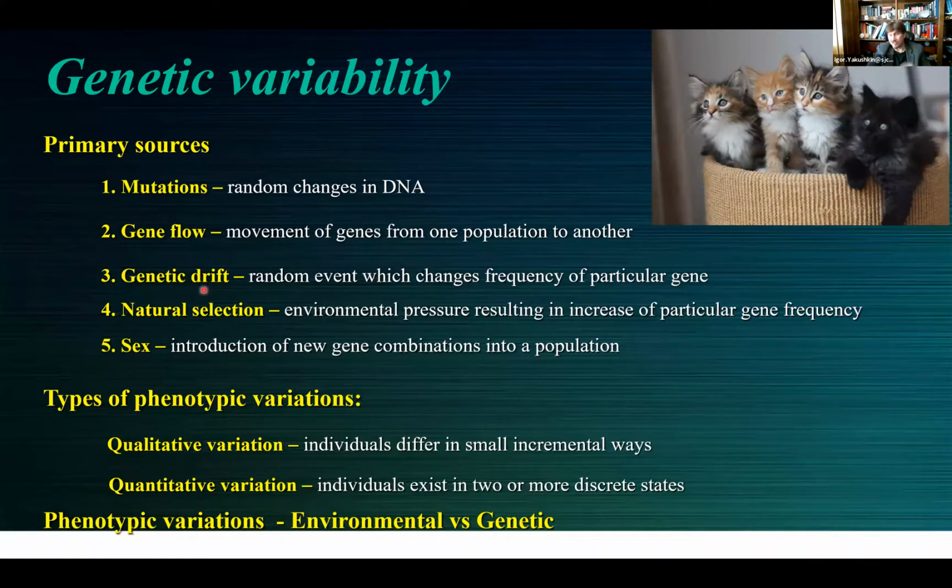Now, natural selection, already talked about that, is when the environmental pressure results in the increase or decrease of particular gene frequencies. Our bunnies. We had nature, we had Siberia, so the furry ones had the advantage. The frequency of the furry ones starts increasing.